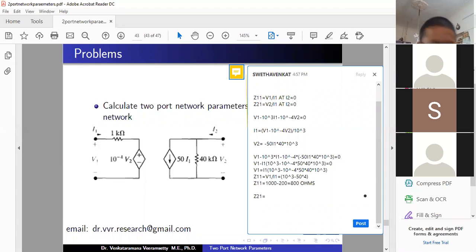Now what is the value of Z21? What is the value of Z21? You can see the answer in front of you on the screen. You can find the answer.